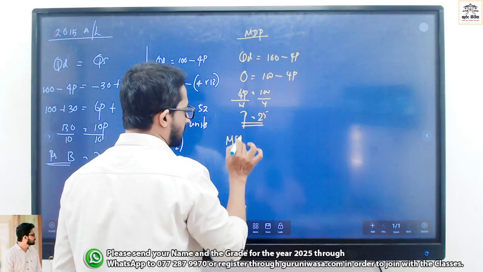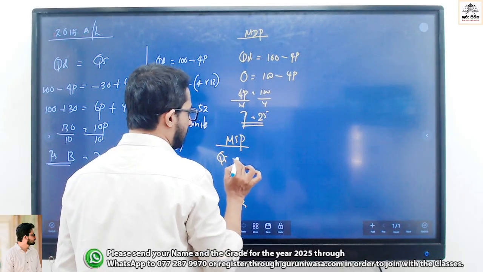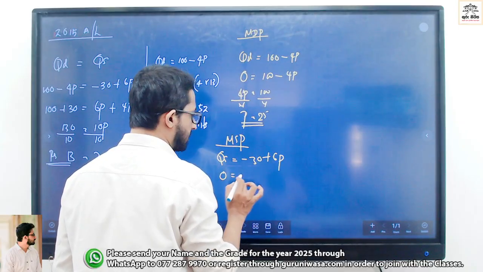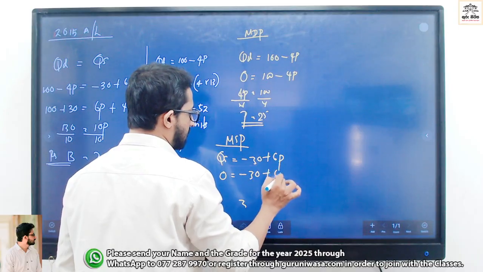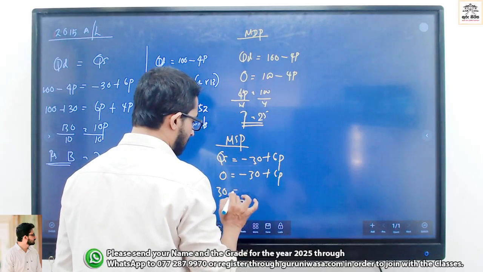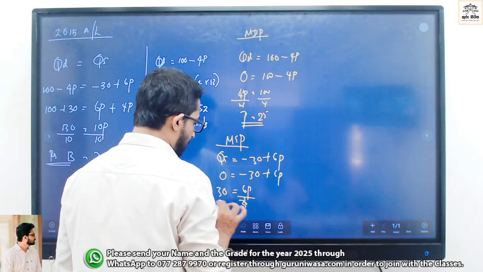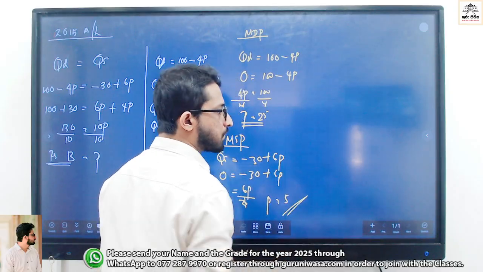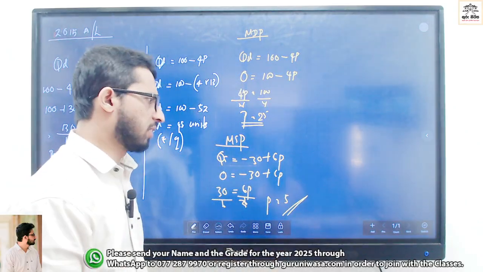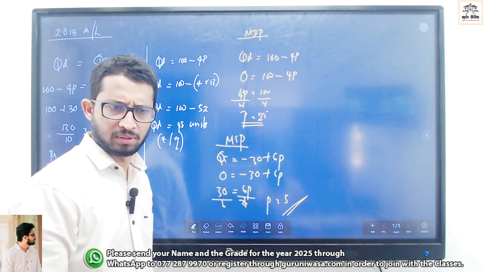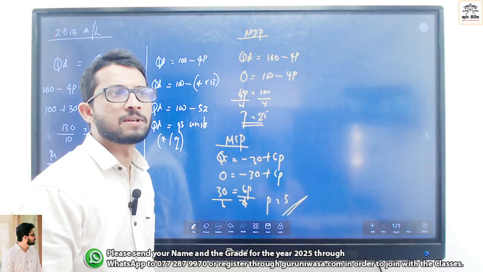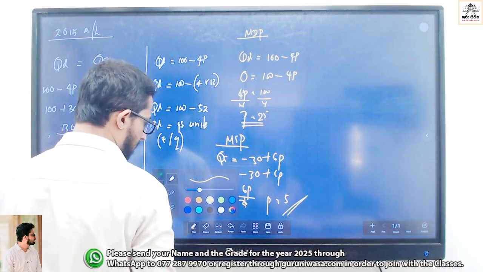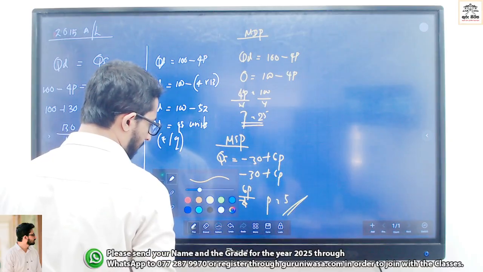Minimum supply price: QS equals minus 30 plus 6P. Set QS to 0. Minus 30 plus 6P equals 0, so 30 equals 6P, divided by 6. P equals 5. The minimum supply price is 5. So, Kalana, did you get the same answers? Yes, sir. Okay, good.